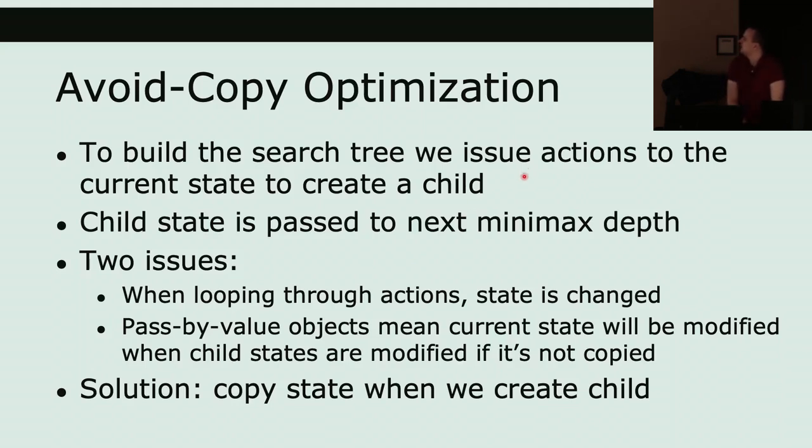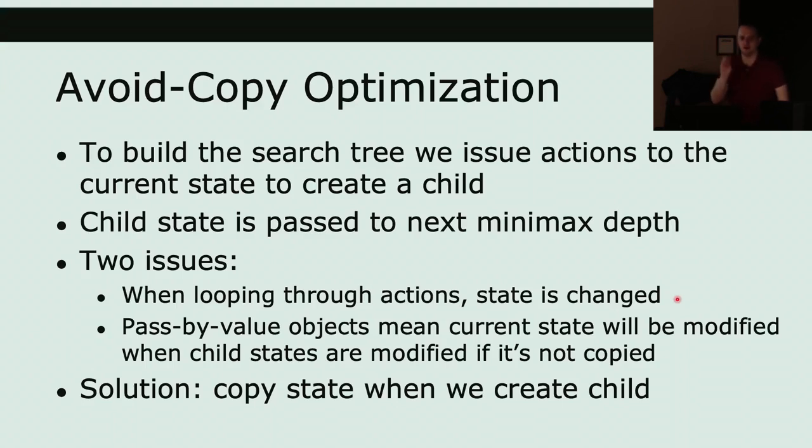So to build a search tree, we issue actions to the current state to create a child, right? So we're at a current depth, and then we create a child, and we go to that next depth. The child state is then passed to the next minimax depth. So there are two issues with this.